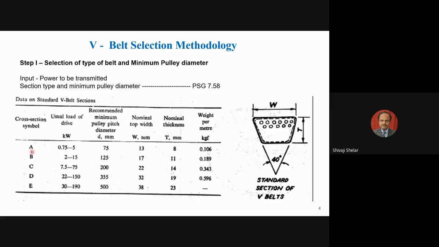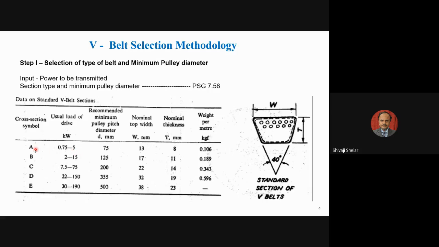Where can we use this A-type belt? If you have a rated power in the range between 0.75 to 5 kilowatt, you can go for the A-type belt. You can go with a single belt if it is very low power, and if it is high power, say up to 5 kilowatt, then you can go for multiple belts. You can select A section belt with 3 or 4 belts and transmit that power.